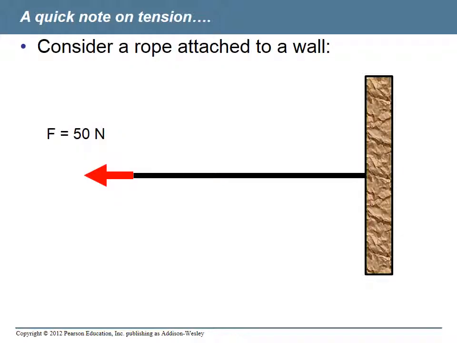So on tension here, consider a rope attached to a wall, and I apply 50 newtons of force. What is the tension in this rope? So I apply 50 newtons of force down over here. It translates to 50 newtons of force at the wall here. So what would be the tension in the rope here? Well, the tension is the magnitude of the force acting at any point in the rope. So the tension here, and this is massless, so we don't need to worry about the weight, the tension would be 50 newtons because we have 50 newtons of force.